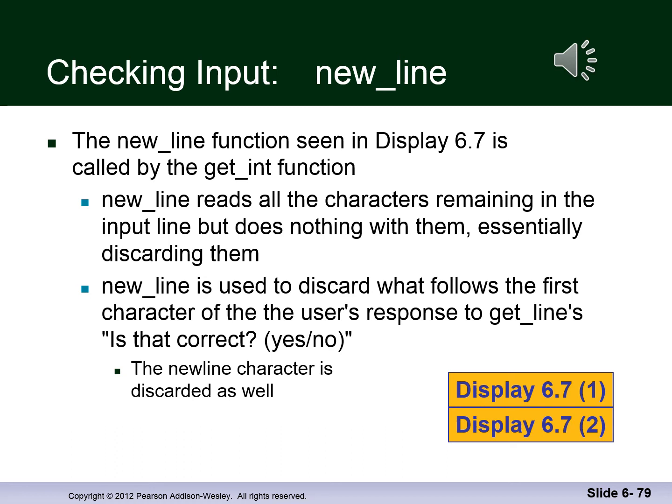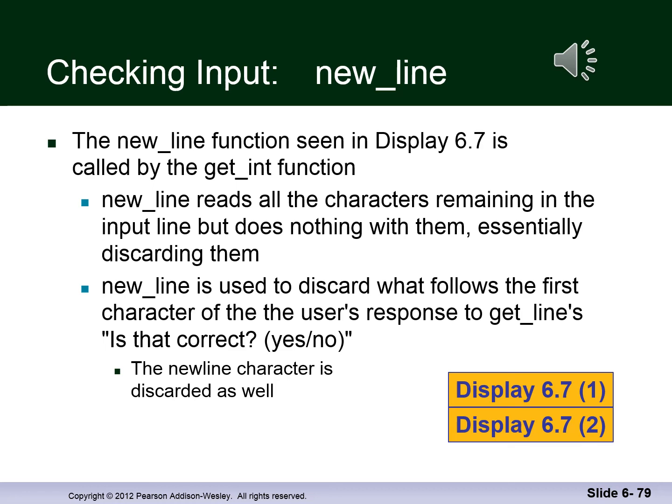There's a function called the newLine function in 6.7, which I promise we're getting to. It's called by the getInt function. The newLine function reads all the characters remaining in the input line, but does nothing with them. It discards them. NewLine is used to discard the input that follows the first char of the user's response to getInt's question: is that correct, yes or no? The newline character is discarded as well. Let's take a look now at program 6.7.